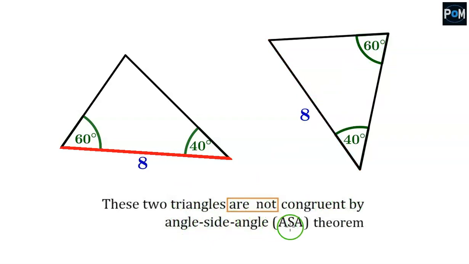Means ASA. These triangles would be congruent if that 8 wasn't here, but instead, if we had that 8 over here, then those would be congruent triangles with angles of 40 and 60 degrees attached to this 8. And just like here to this 8, angles 60 and 40 would be attached. However, when the 8 is here, these triangles are not congruent.